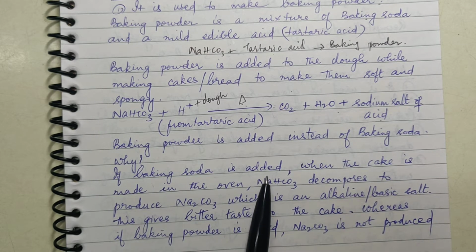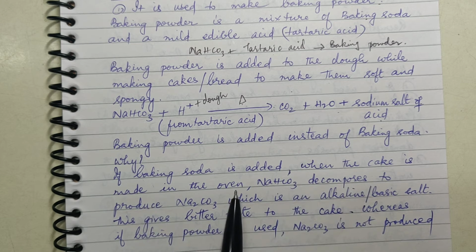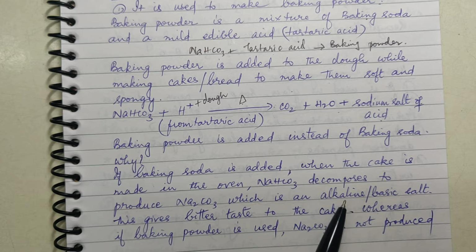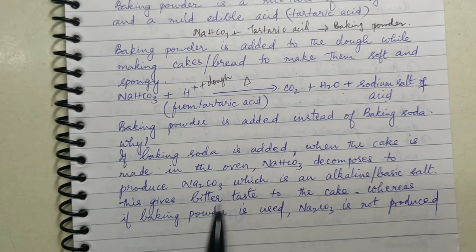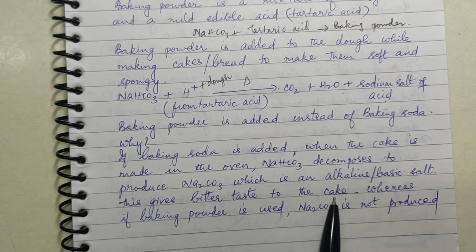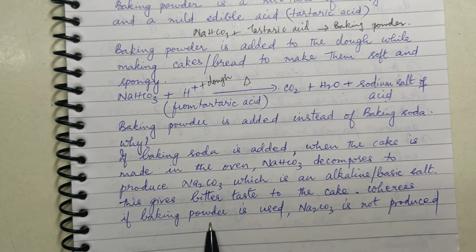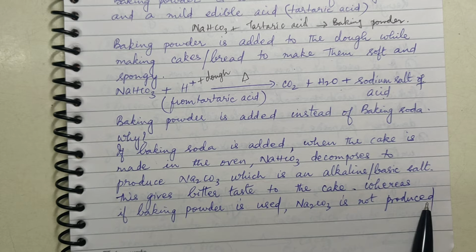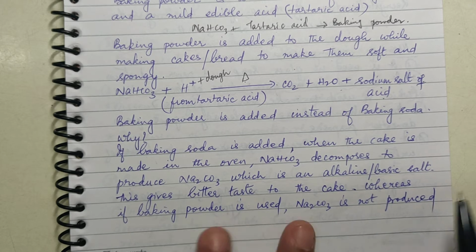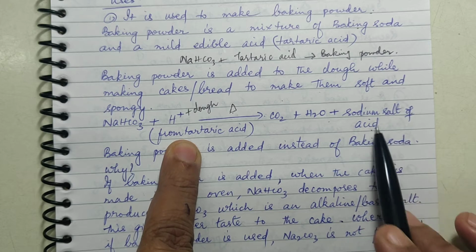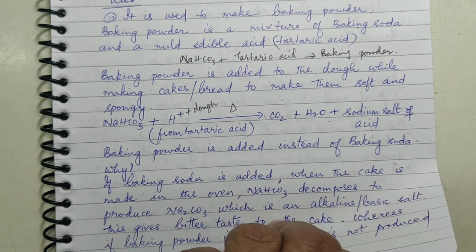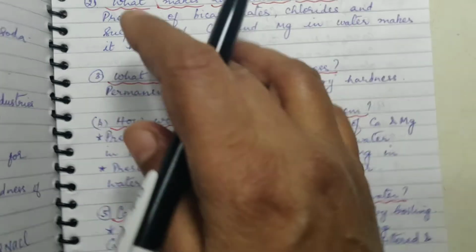So if baking soda is added when the cake is made in the oven, NaHCO3 decomposes to produce sodium carbonate, which is a basic salt, which is an alkaline salt. Now this gives bitter taste to the cake. Whereas if baking powder is used, sodium carbonate is not at all produced, is it not? It is coming out in the form of sodium salt of tartaric acid. So that will not give this bitter taste. That is why baking powder is used and not baking soda.